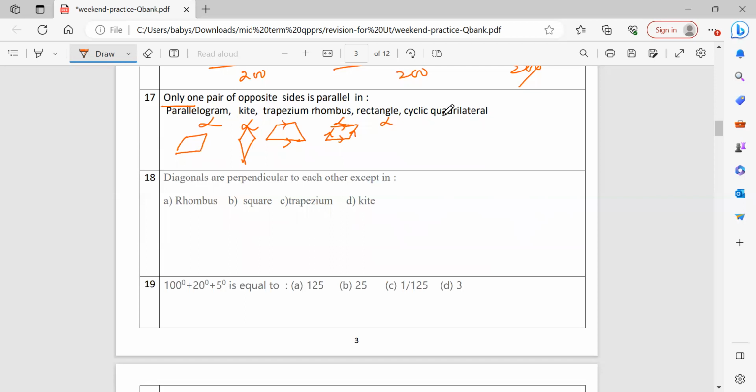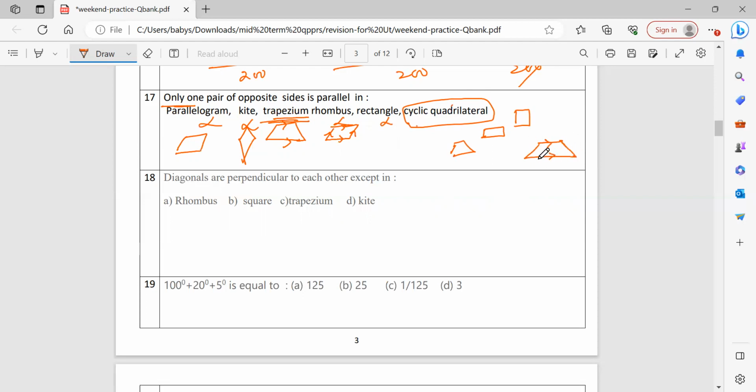Cyclic quadrilateral. Now that depends on what kind of cyclic quadrilateral it is. So this doesn't give us much clarity because a cyclic quadrilateral can be a rectangle, it can be a square, it can be an isosceles trapezium. So since for now I'm not having much clarity on what kind of cyclic quadrilateral, we'll just go with trapezium. So in a trapezium, only one pair of opposite sides are parallel.